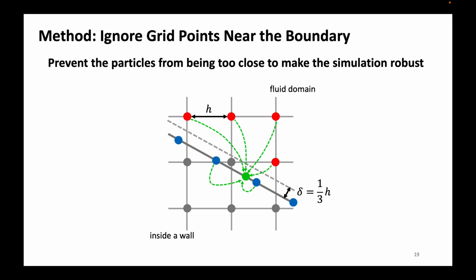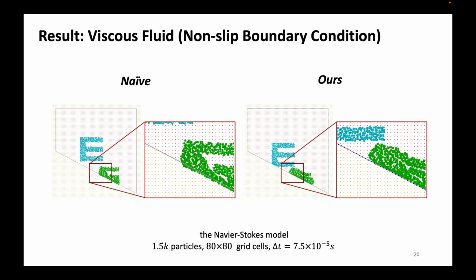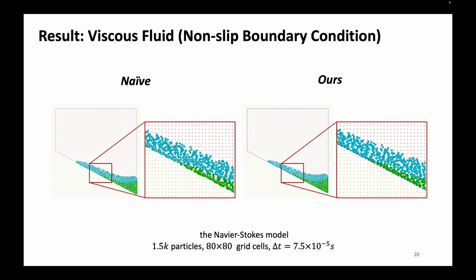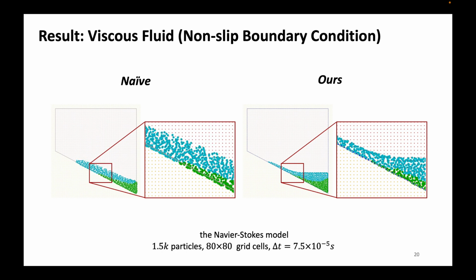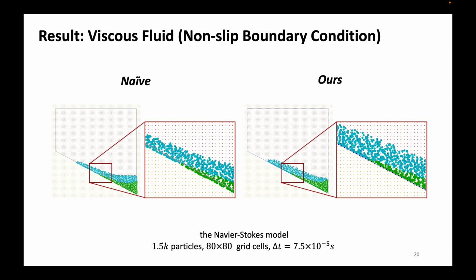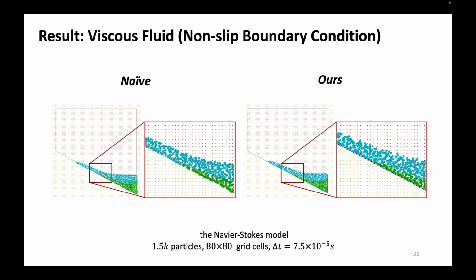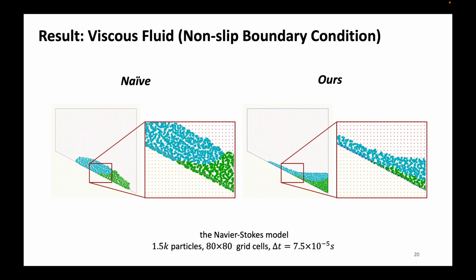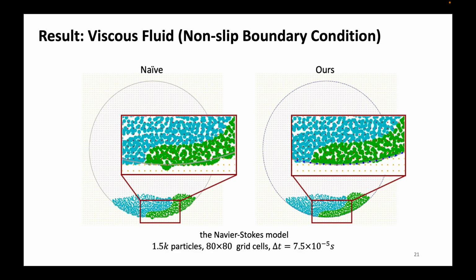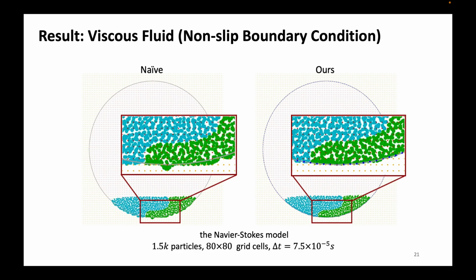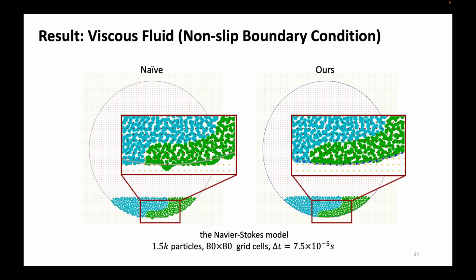So this is the final form of interpolation scheme. The red and the blue points are counted for the interpolation. Let's see the simulation result. The left side is the naive MLS NPM, and the right is ours. Although the naive one suffers from the penetrating problem, ours can accurately handle the boundary without penetration. This is the case of circular boundary. Our method works correctly, even if the boundary is curved.